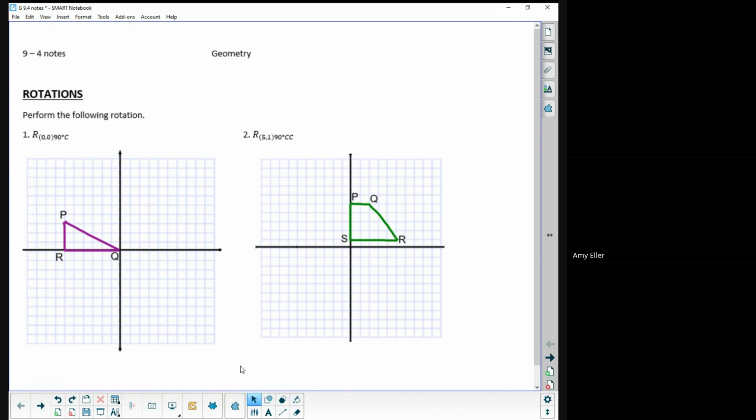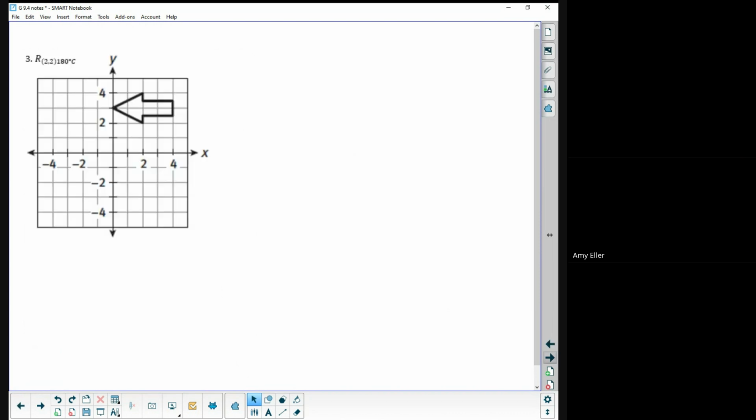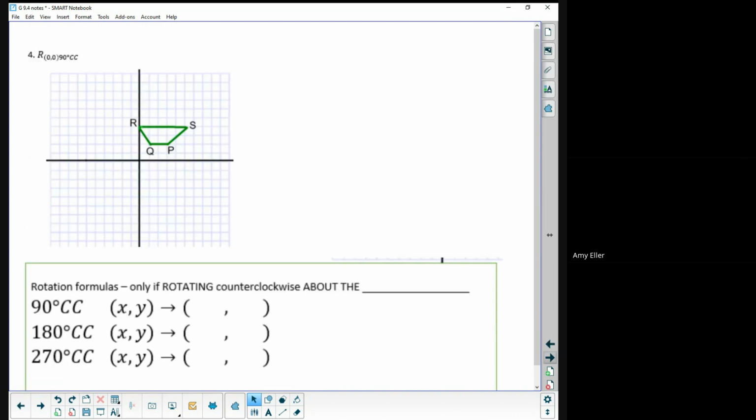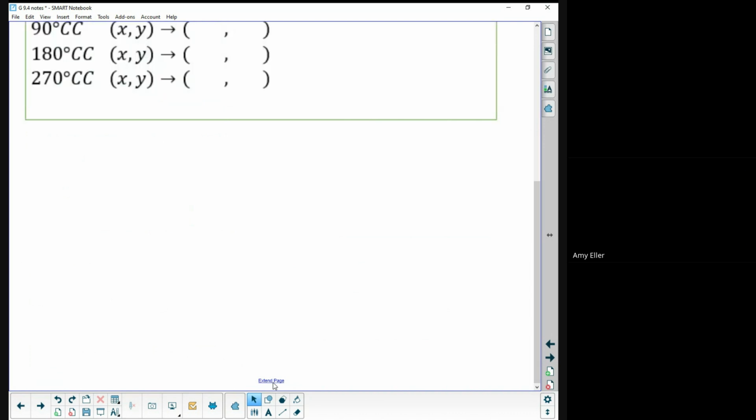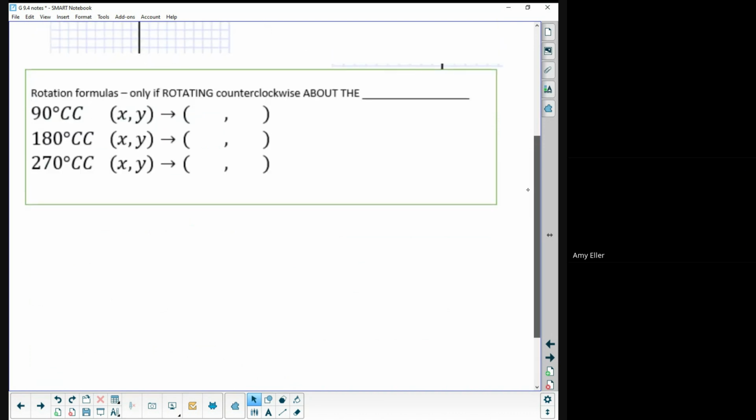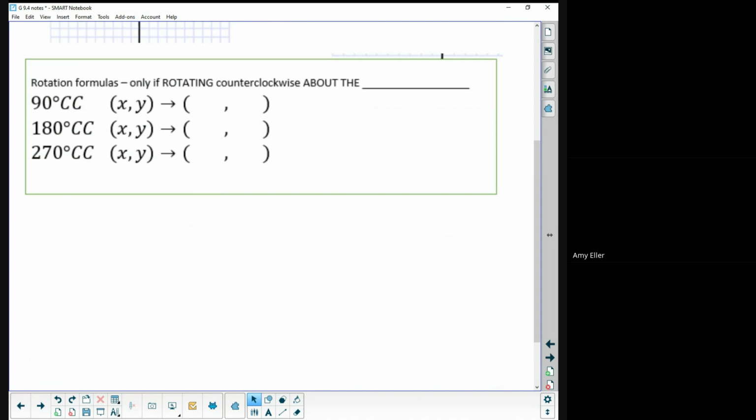We're going to take what we observed and fill out this table or box at the bottom of the first page of 9-4. We'll probably get through the first page of notes today and we'll do the second page the next day.